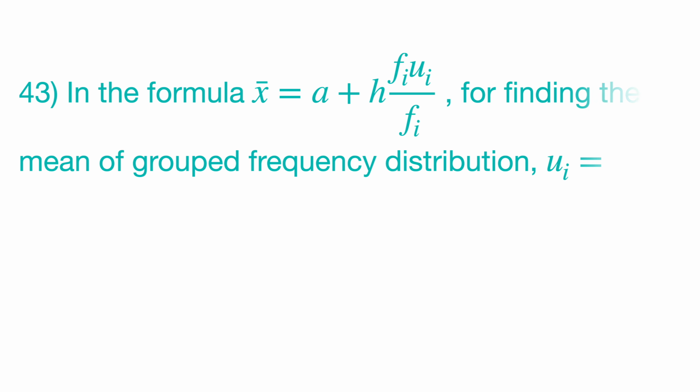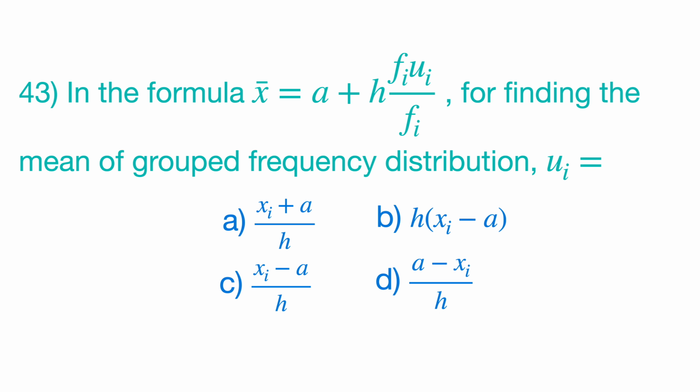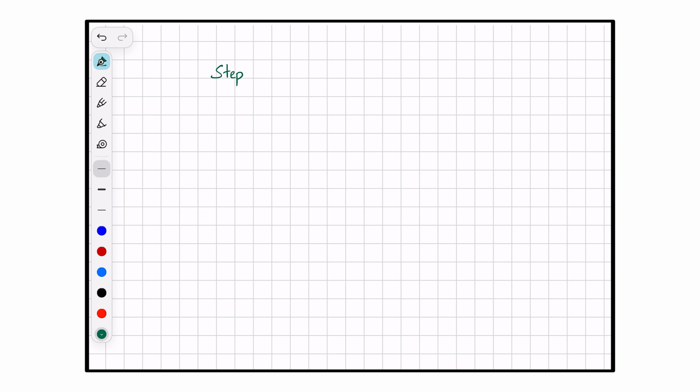In the formula, x bar equal to a plus h into summation fi ui divided by summation fi, for finding the mean of the grouped frequency distribution, ui is given as, it's a straightforward problem. We are asked to find the value of ui. That means this is coming from the step deviation method, and ui will be simply equal to xi minus a by h, and that will be option C.